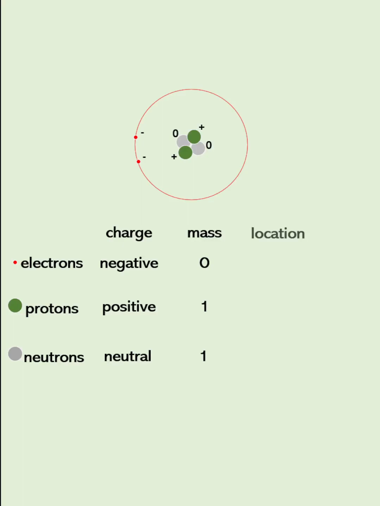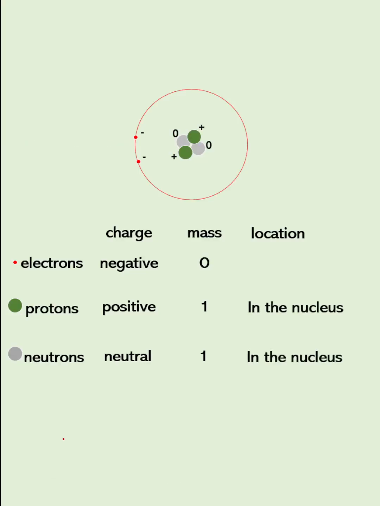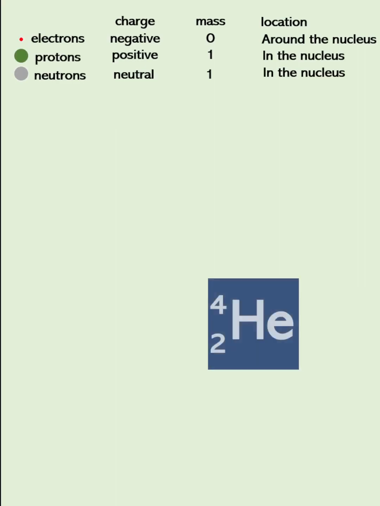Now, in terms of their location in the atom, here the protons and the neutrons are in the center, and we call this center the nucleus. So, as we can see here, the protons and the neutrons are in the nucleus, and the electrons are around the nucleus. Now, on your table of elements, you have there the atomic number and then the mass number. This number will tell you the number of electrons, protons, and neutrons.